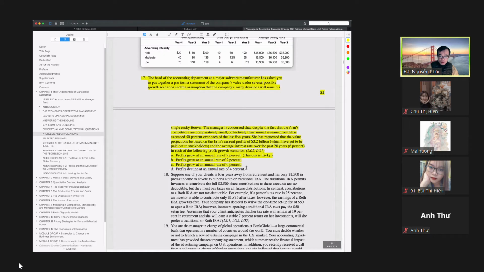So keep in mind that the requirement is to read the textbook before the class and to do the problem set after the class. If you have any question, please ask me.